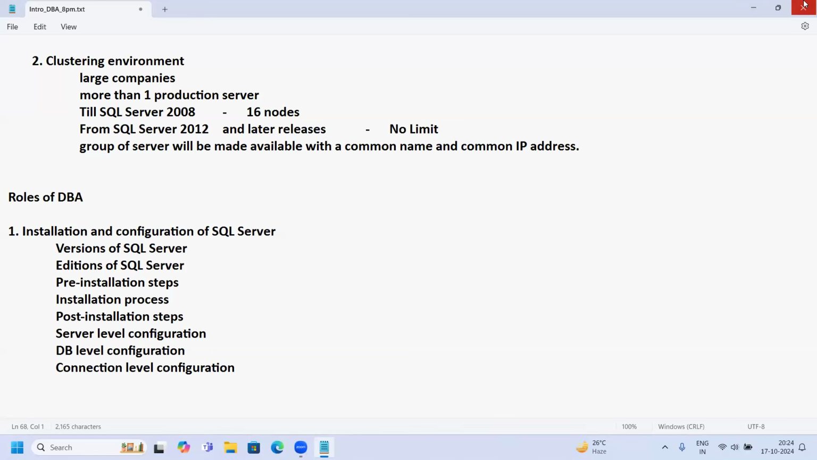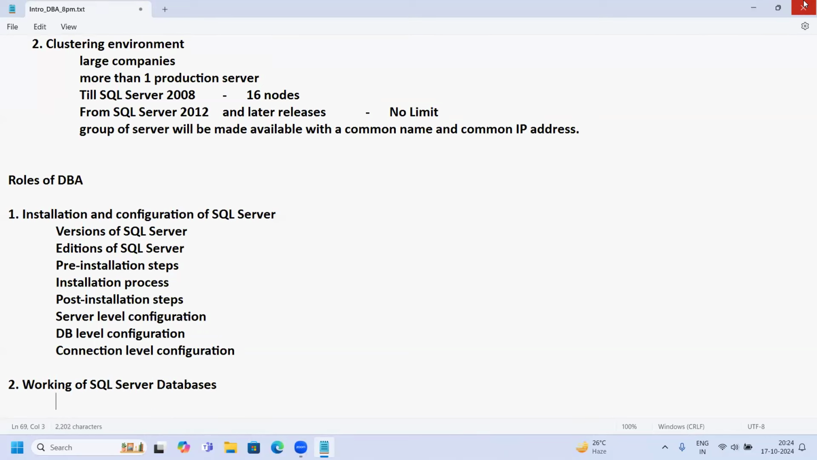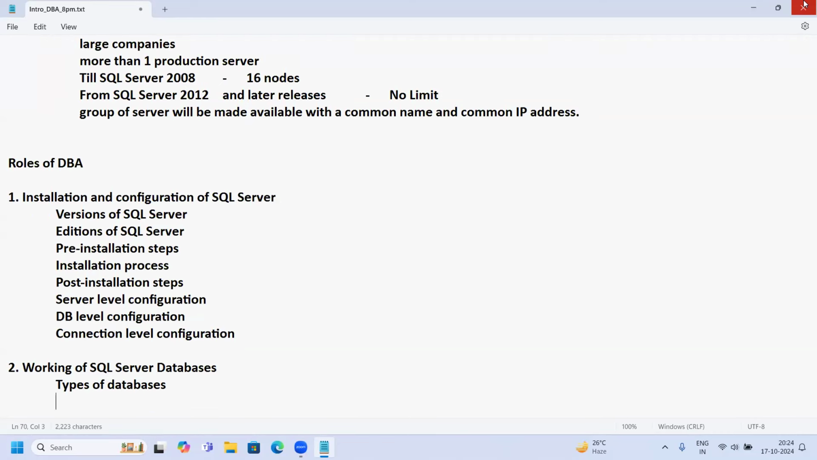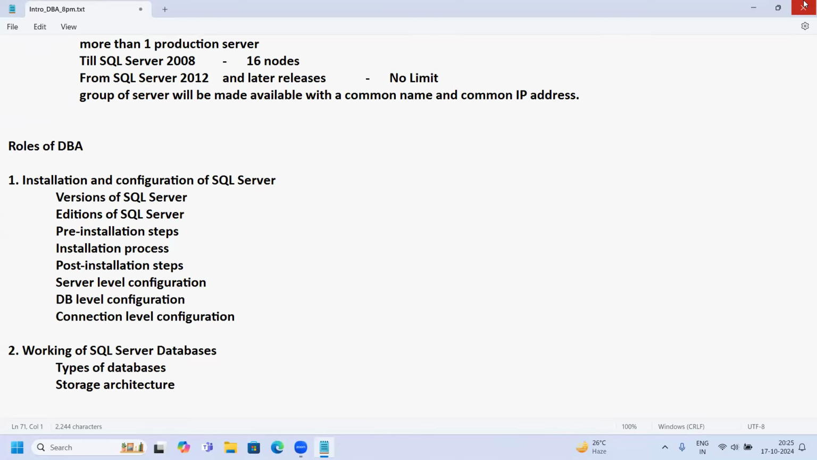And after this, you need to move to the working of SQL Server databases, in which, as a DBA, you should know the types of databases. You should know what the storage architecture is. This is for your knowledge.